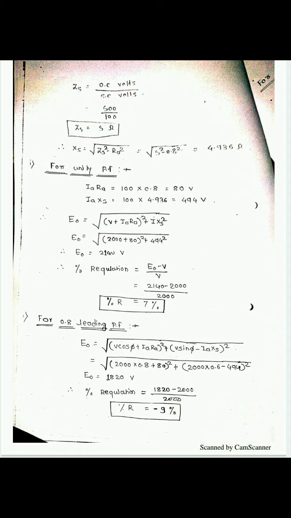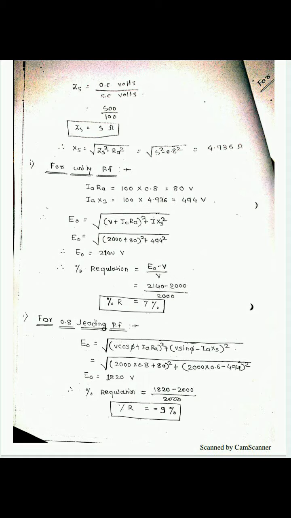For solving this problem, we have the given things: the rating, that is a 2000 volt single phase alternator, the delivering current, that is 100 ampere, the short circuit current, that is 100 ampere, the open circuit voltage, that is 500 volt, and the armature resistance value, that is 0.8 ohm. So considering these values, we can find out the value of the voltage regulation at different power factors.